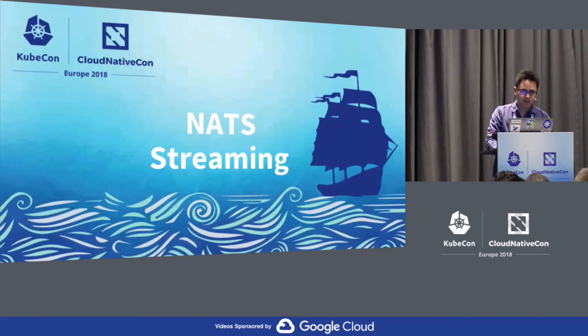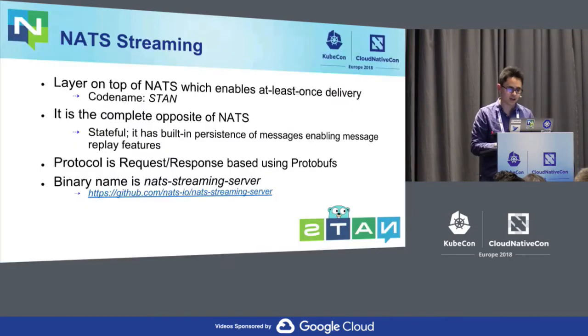And next I want to cover NATS Streaming. NATS Streaming builds on top of all the previous pieces. It is a request response protocol using the request response API from NATS. And because NATS is a protocol payload agnostic, we need to decide to use some serialization format. We decided to use protocol buffers in this case. And the code name is Stan because we say that it's the complete opposite from NATS.